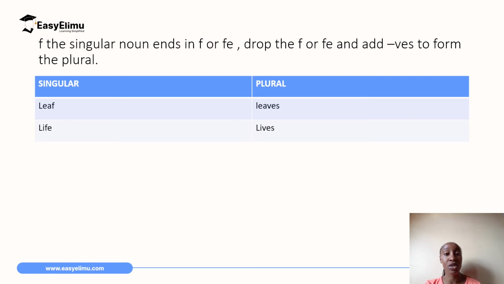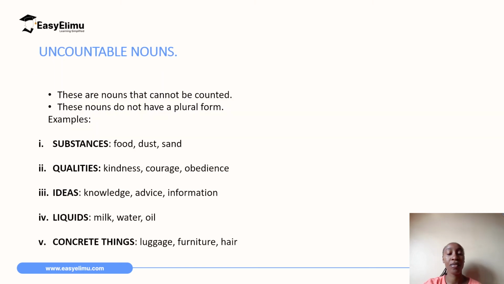I hope you've understood. So let's now go to uncountable nouns. Uncountable nouns are just the opposite of what we have talked about. So these are nouns that cannot be counted and they do not have a plural form. There are many examples of uncountable nouns. For example, food, dust, sand.